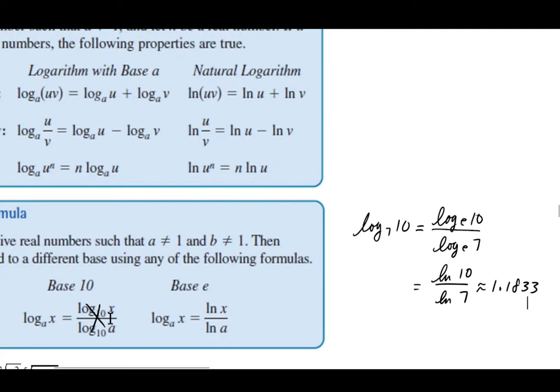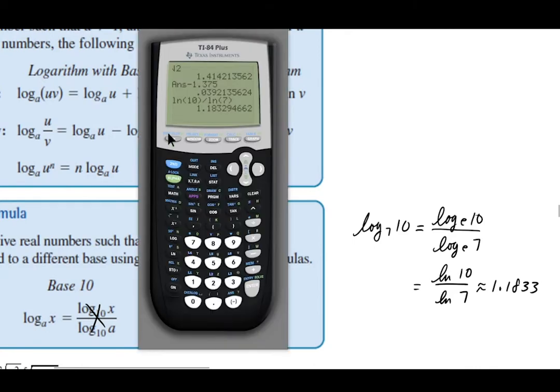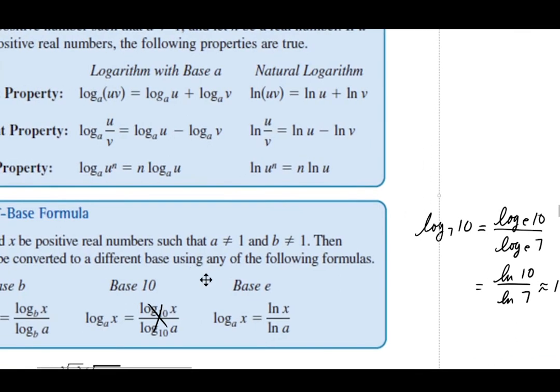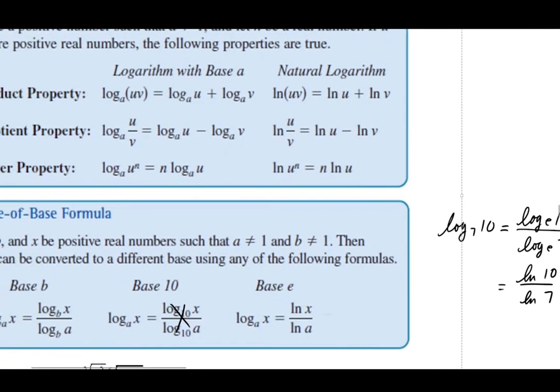How about that? Just to verify, what happens if we use base 10 instead of base e? Let's just verify that for the sake of verifying. So if we do common log, which is base 10 of 10, divided by log 7, then as you can see, you get precisely the same answer. So it doesn't matter which other base you use, and there's no other reason to use any other base but these 2. Okay, so that's change of base formula.